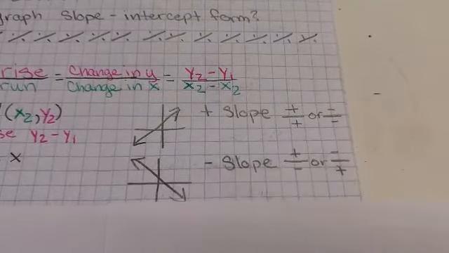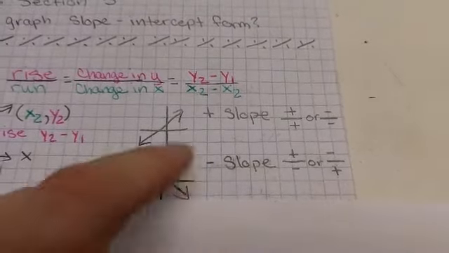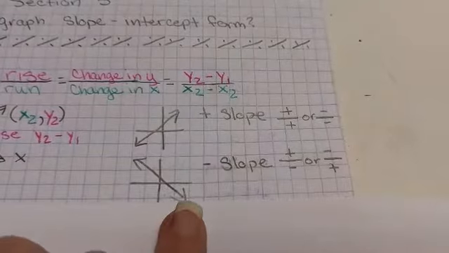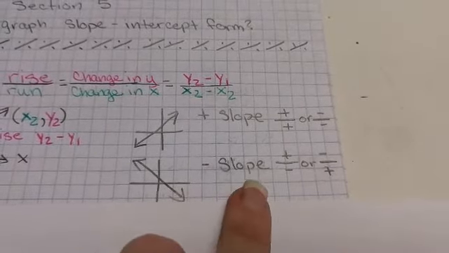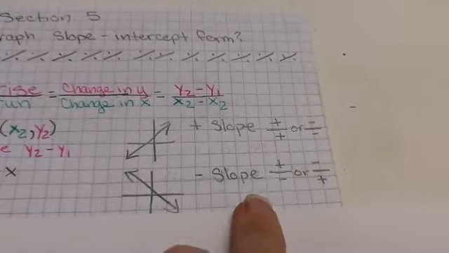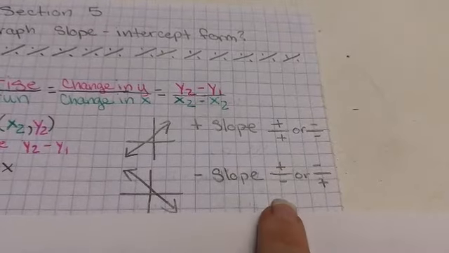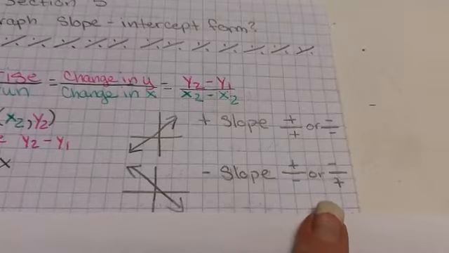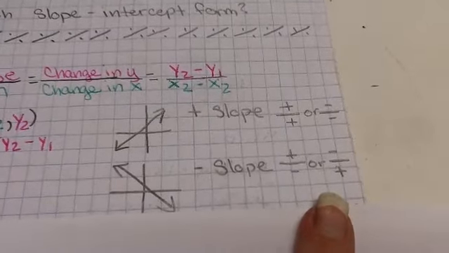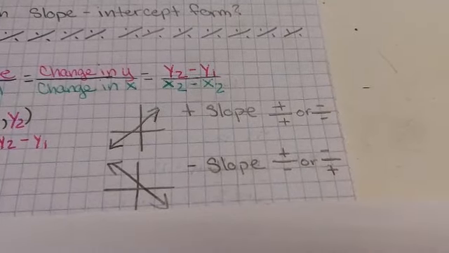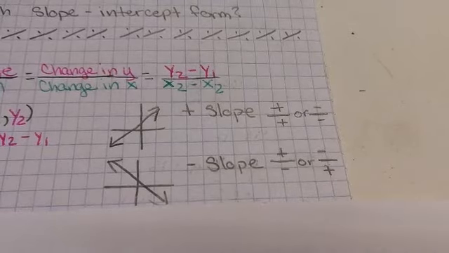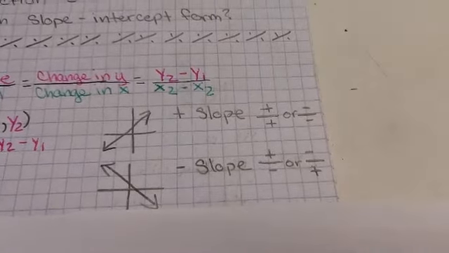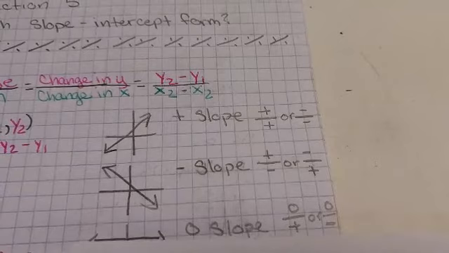Option number 2 is we could have a negative slope. So that one is going down to the right, and this is a negative slope. And our two ways that we can get that is if we have a positive over a negative or a negative over a positive. Next are kind of our trickier ones.